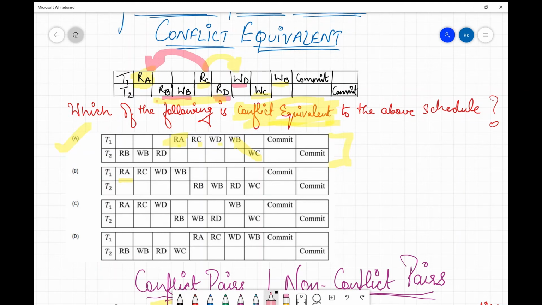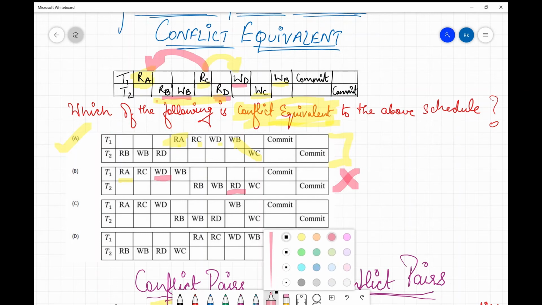So over here they have changed the ordering of WD and RD because in the original schedule RD was being performed by T2 first and then T1 was performing WD. But here what is happening? Here T1 is performing WD first and then T2 is performing RD. So this cannot be conflict equivalent to the original schedule. Okay, let's move on to the next option then.